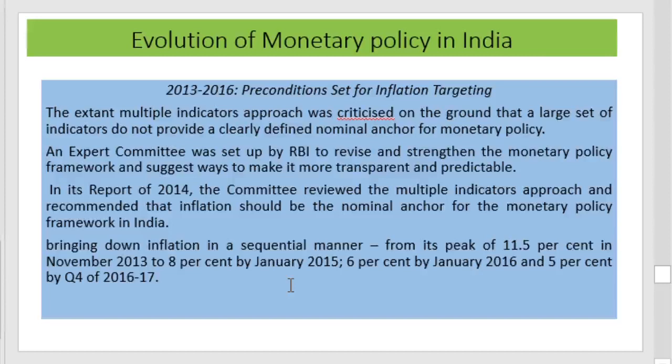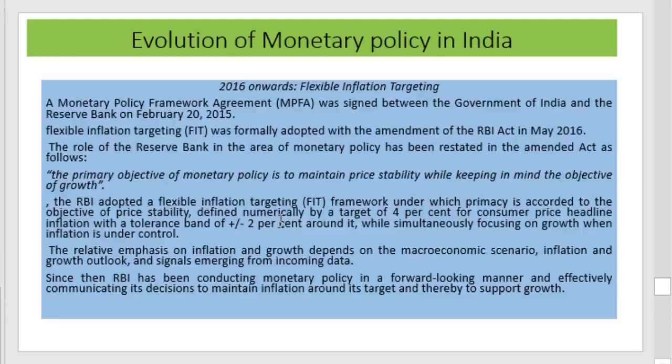Bringing down inflation in a sequential manner from its peak level of 11.5% in November 2013 to 8% by 2015, and 6% by January 2016, and 5% by the quarter of 2016 was the target. And from 2016 onwards, we introduced flexible inflation targeting. The monetary policy framework agreement was signed between the Government of India and the Reserve Bank of India on February 20, 2015. And flexible inflation targeting was formally adopted with the amendment of the RBI Act in May 2016.